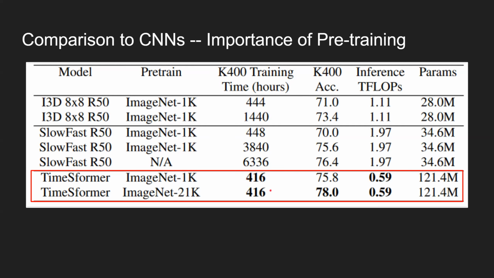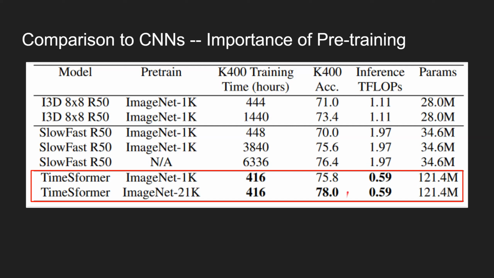So very computationally efficient. It gets a really competitive training time, really low inference cost as well. About half of the lowest one that they compared it to, which was I3D. And it also has a massive number of parameters in relation to the other CNN-based models. So that kind of highlights how efficient that divided space-time attention model is.